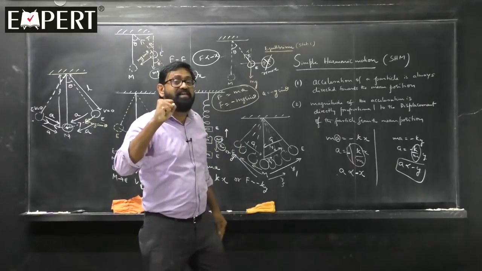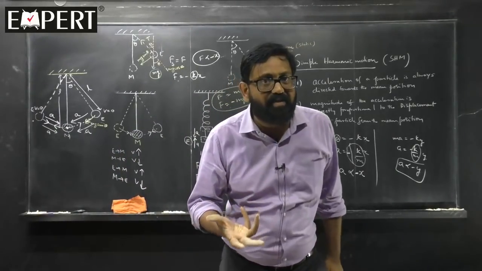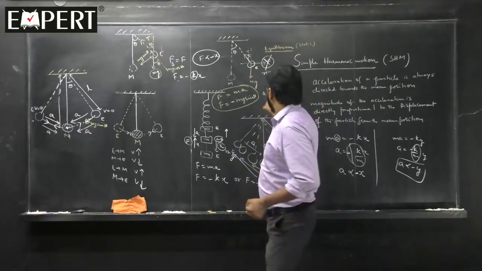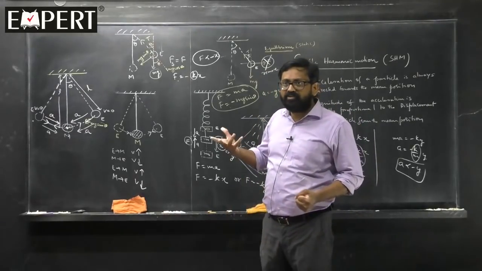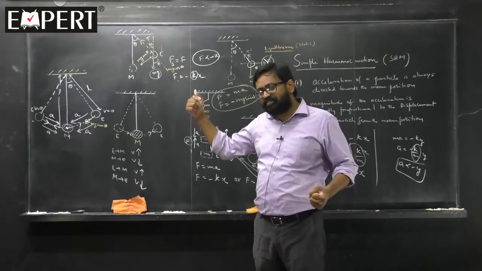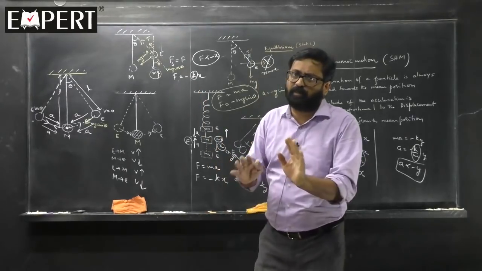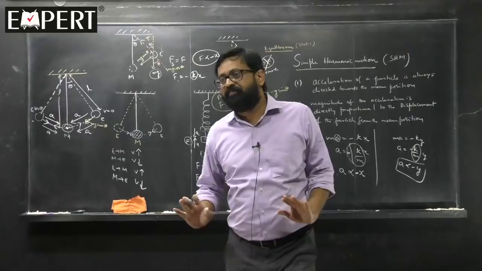What do you think, is a a constant or a variable? Obviously variable. g is a constant. a is equal to g sin theta. Why minus g sin theta? Because the direction of the acceleration is opposite to the direction of displacement, only that reason, no other reason.